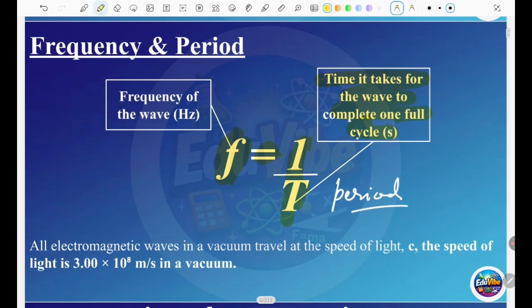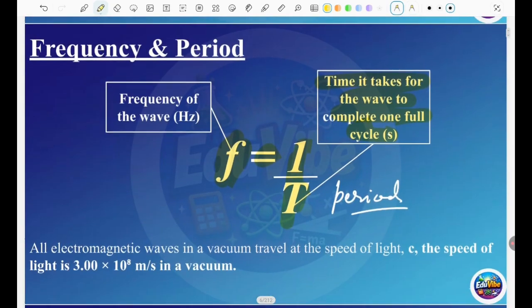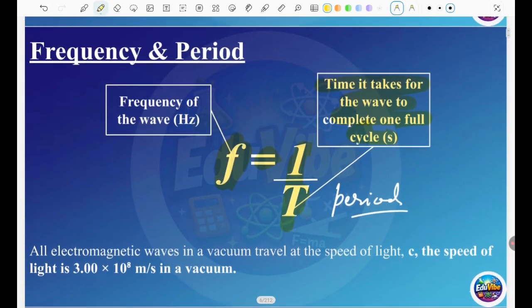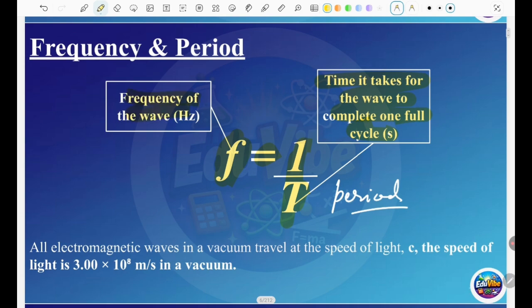This formula is given in your data sheet too, along with the units of wave quantities for electromagnetic radiation. This f is the frequency, in hertz. Also, all electromagnetic waves in a vacuum travel at the speed of light, which is c. From here you get the c, the speed every electromagnetic radiation travels in a vacuum, where there's no air.